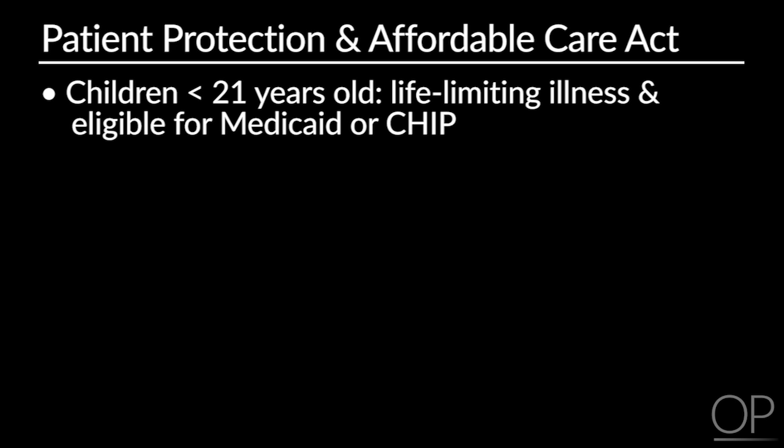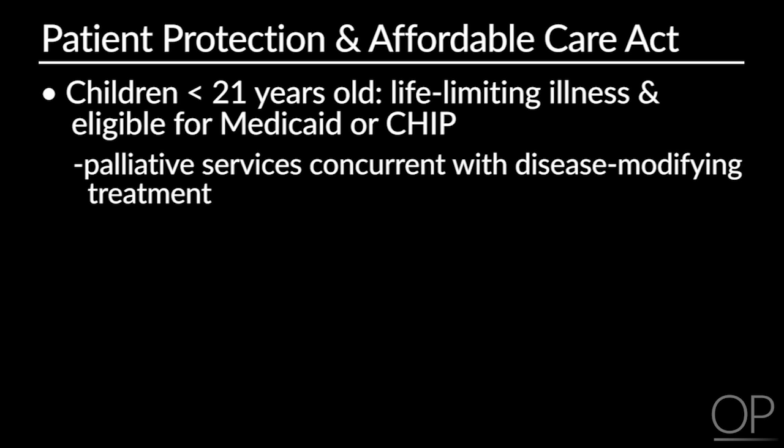The Patient Protection and Affordable Care Act, popularly known as Obamacare, states that children under the age of 21 who have been diagnosed with life-limiting illness and are eligible for Medicaid or CHIP programs may receive all services that are related to the treatment of a child's life-limiting illness. This allows these young people to have palliative and hospice care services while they're receiving other disease-modifying treatments.